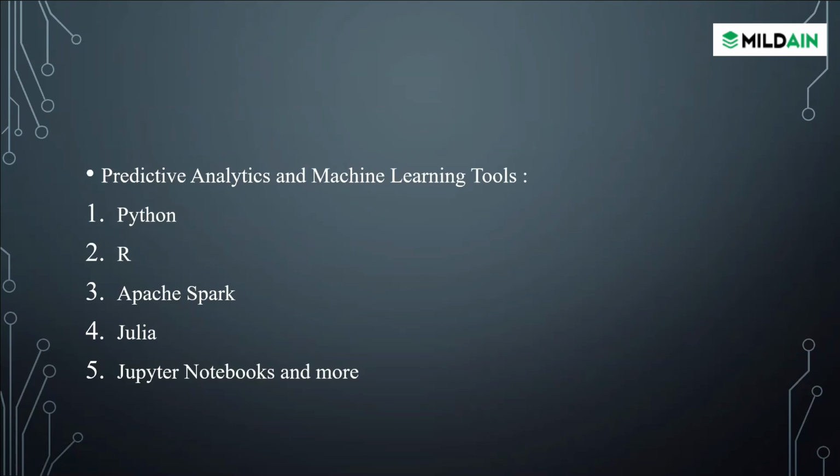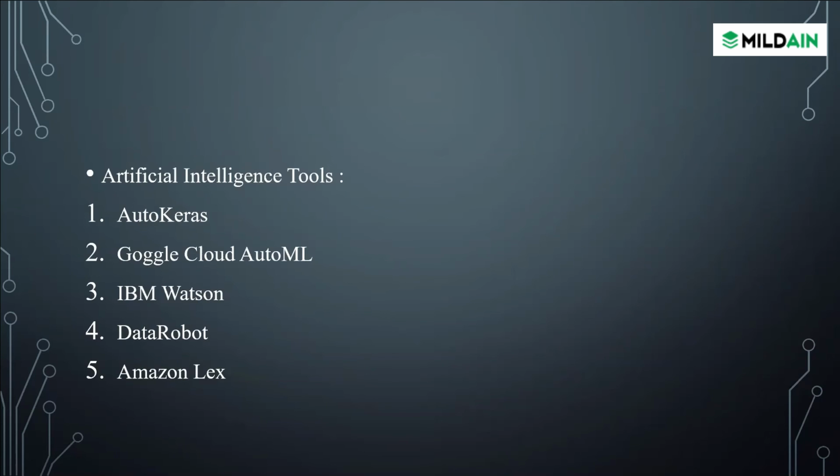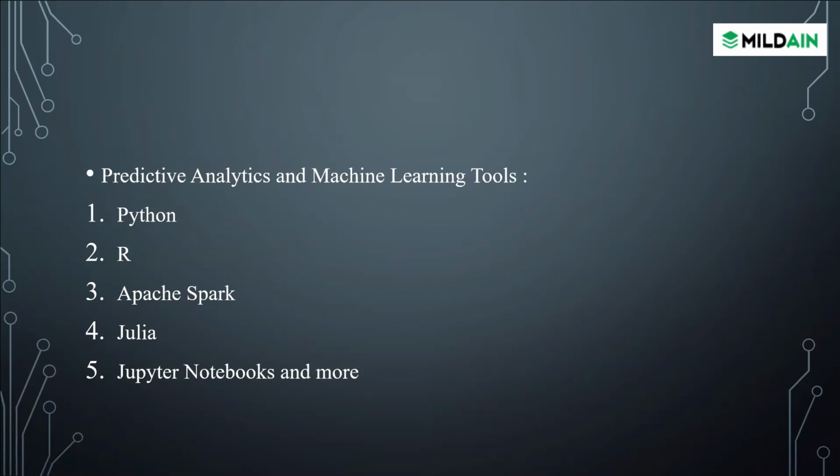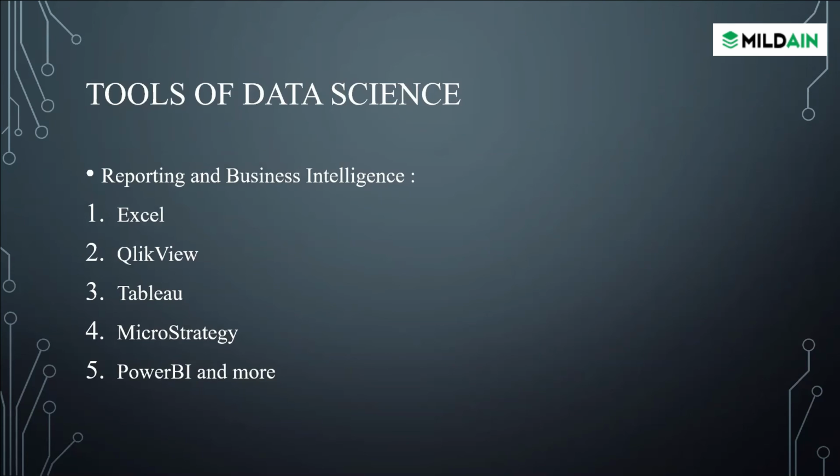Predictive and machine learning tools. Sorry, one minute. Reporting, and this is for business intelligence and reporting. Of course, graphs also: Tableau, QlikView. All these tools are very good for graphical representation and visualization techniques. MicroStrategy is for planning purposes. Power BI is exclusively meant for business intelligence.